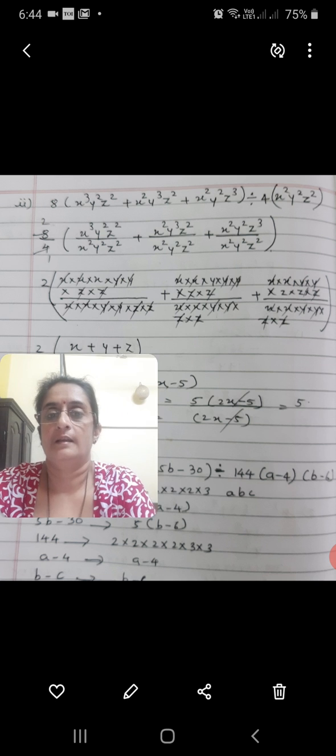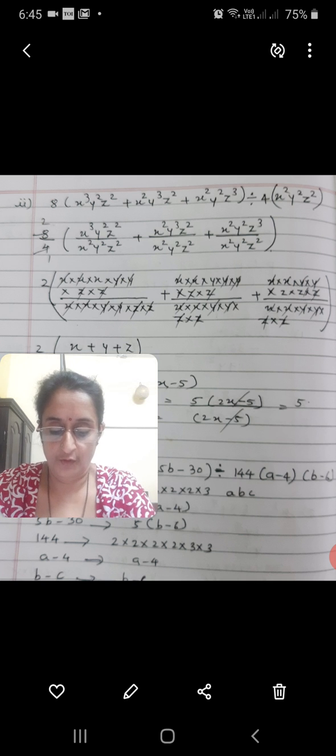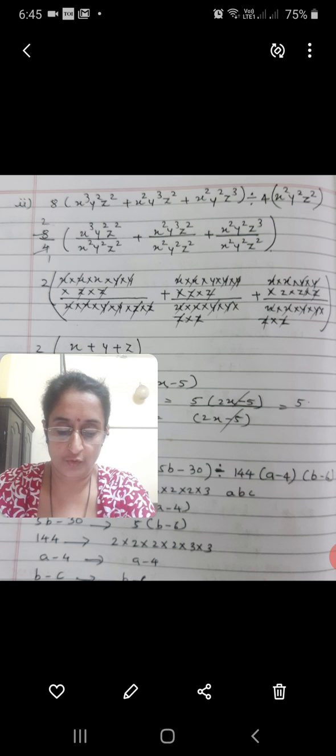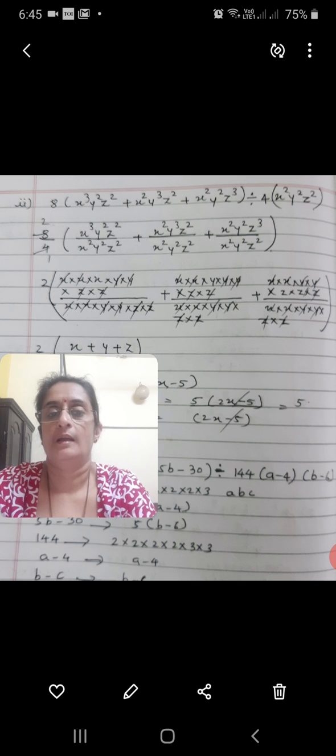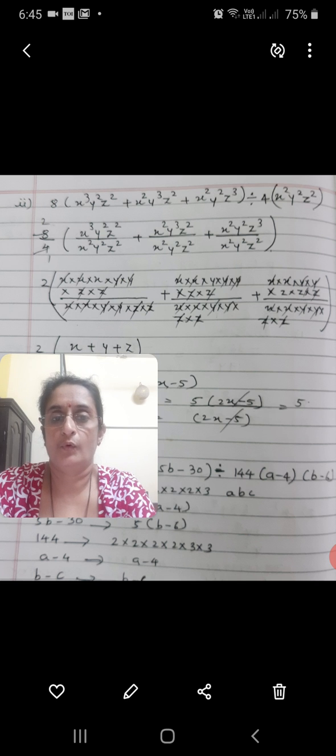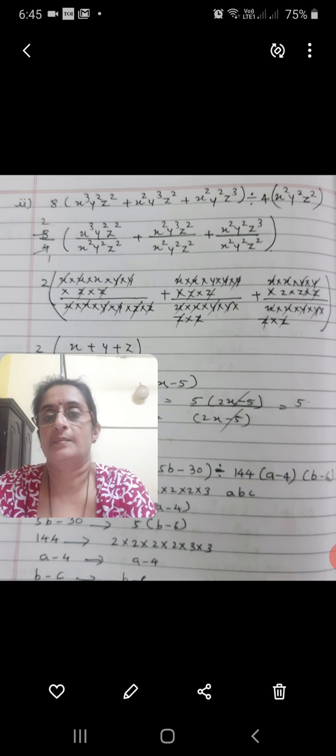8(x^3 y^3 z^2 + x^2 y^3 z^2 + x^2 y^2 z^3) divided by 4x^2 y^2 z^2. Now this term 4x²y²z² is divided into each of the terms of the first term. So we are going to write it separately.